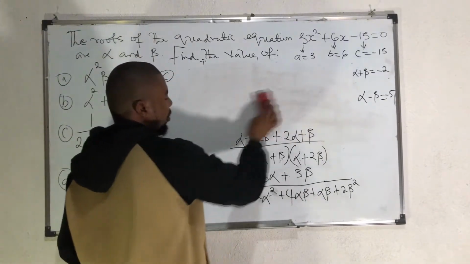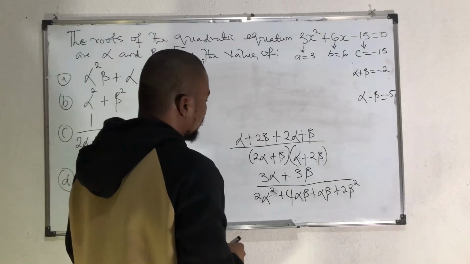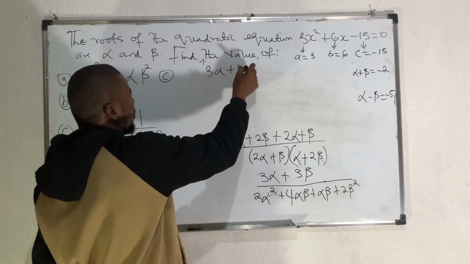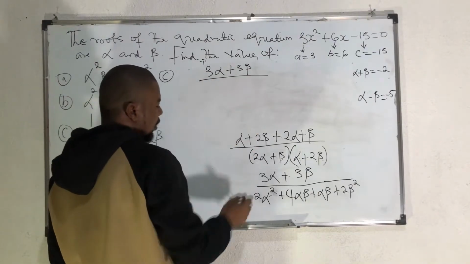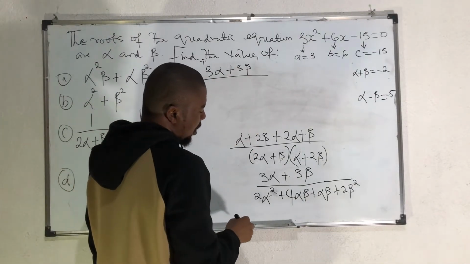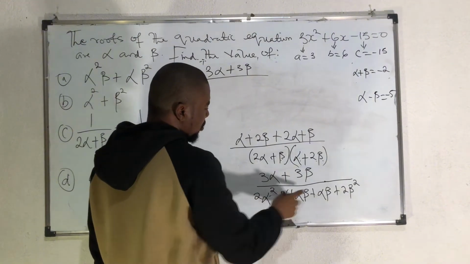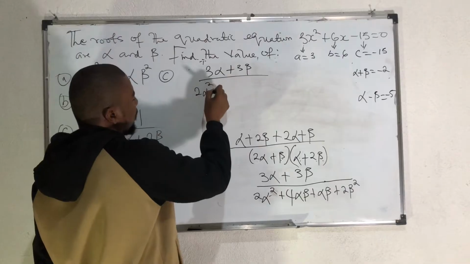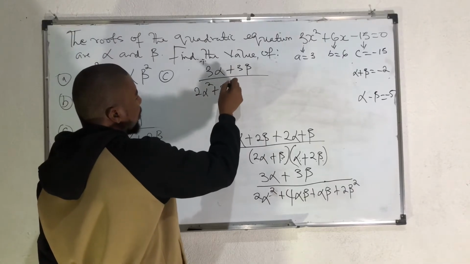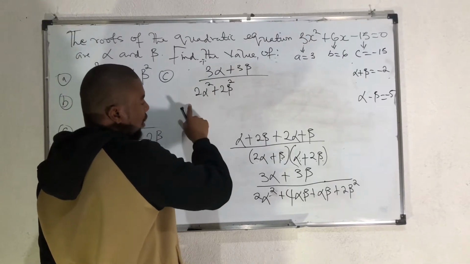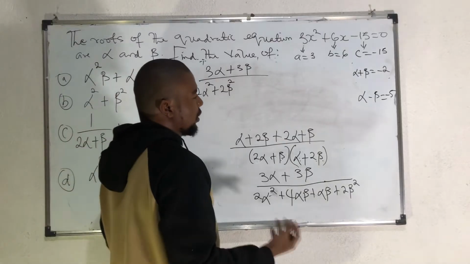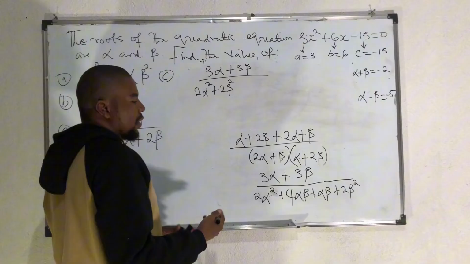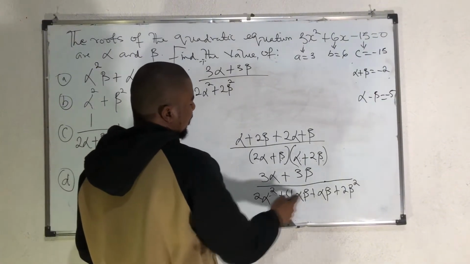On the top, we have 3 alpha plus 3 beta over, let's now clean this one up. I'm going to bring the 2 alpha squared and the 2 beta squared together. We have 2 alpha squared plus 2 beta squared. Remember that addition is commutative. It does not matter the order, as long as they are adding up. This here and this, they're adding up.